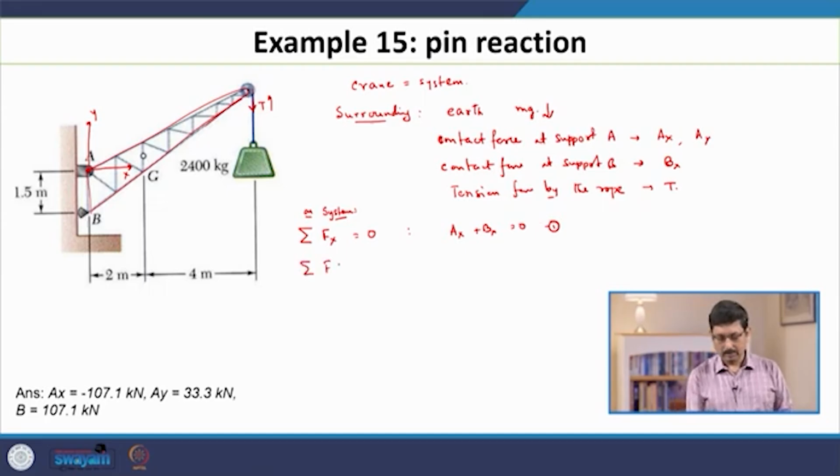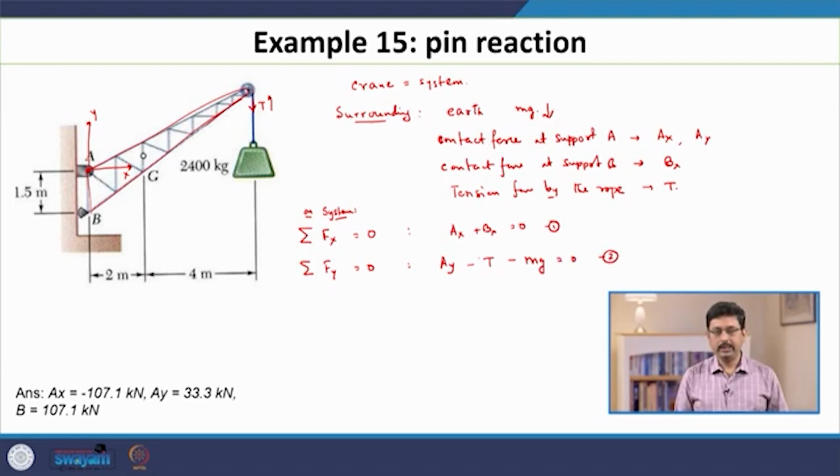Similarly, the total force in the vertical direction must also be 0. These equations are coming from the condition of mechanical equilibrium. So, what are the forces in the vertical direction? We have Ay on the crane by the support A, with no vertical force at the support B. Then we have the tension force T, which I am going to assume is downwards, and of course the force by the earth on the crane, which is its weight mg, equal to 0. So, this is equation 2.